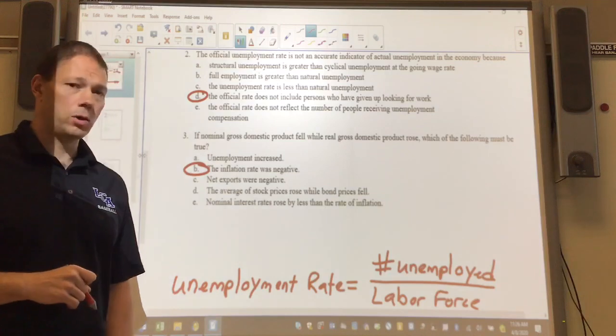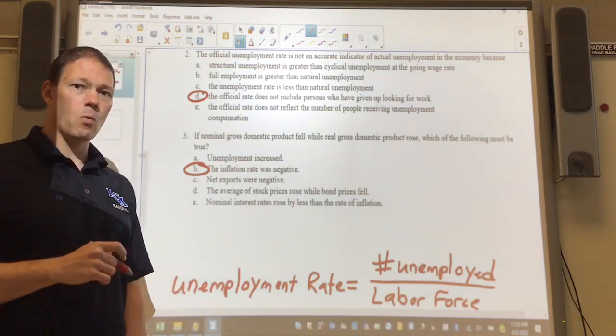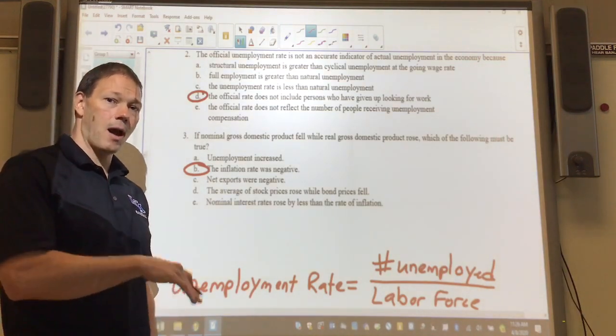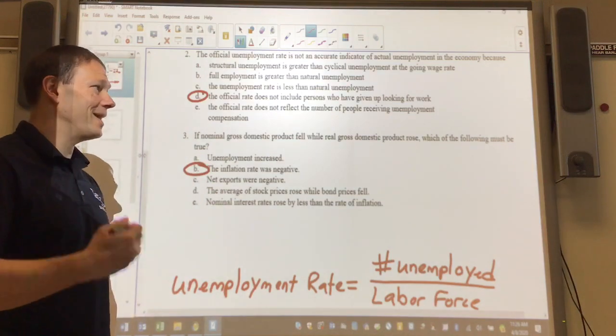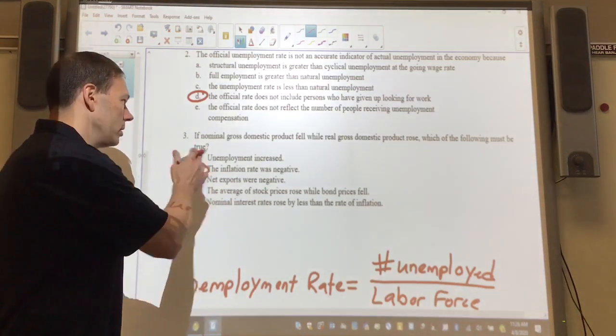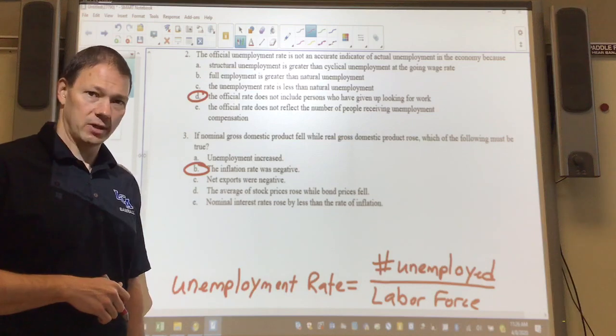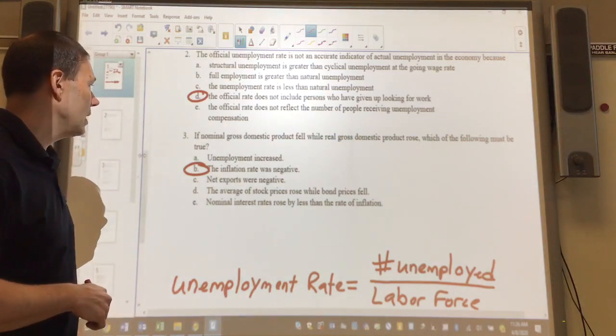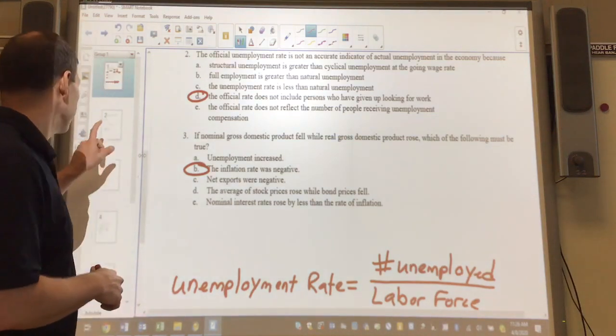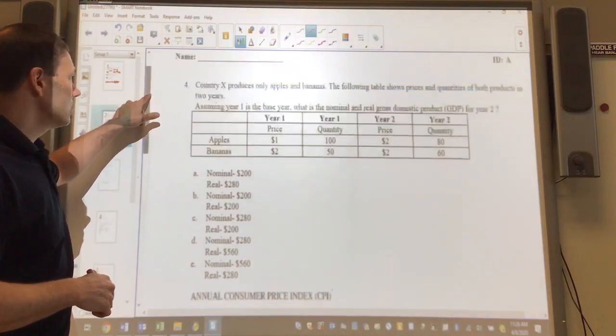What would have to be happening for nominal GDP to go down, but real GDP to go up? Prices must have fallen. That's the only way to explain why you'd have a lower nominal, but in real terms, we're making more things. Prices must have fallen, and that would indicate a negative inflation rate. So the answer to number 3 is B. Okay, 3 is B. All right, let's look at number 4.